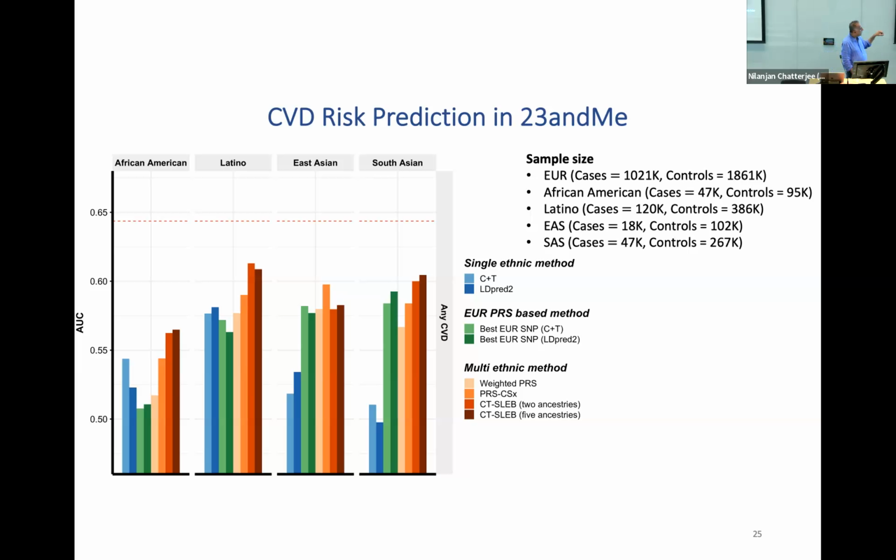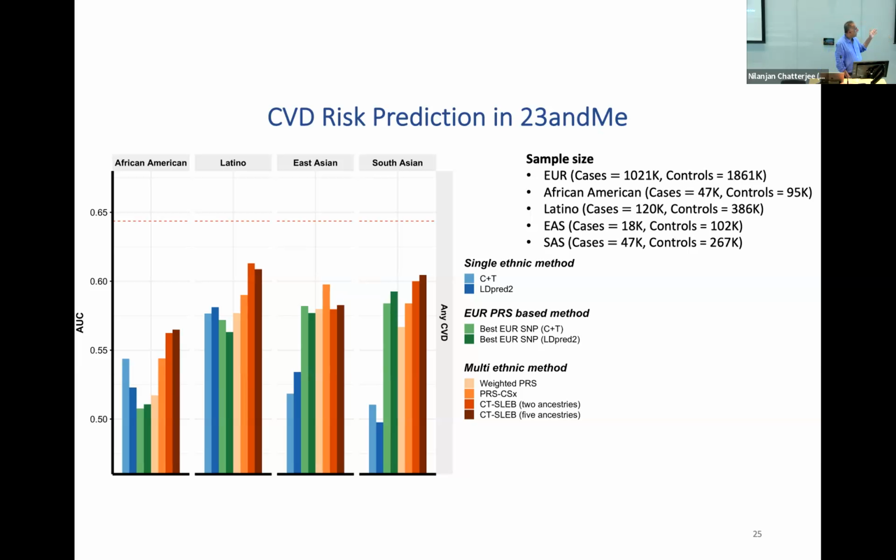The next set of methods, the green ones, the different shades of green, we said, okay, here the European data set is so large, I can develop a very good PRS. And maybe that PRS will also perform as well in the African population. So that's showing what will happen if you take the European PRS, it could be either clumping and thresholding or the LDpred2 method. How does that perform in the other population?